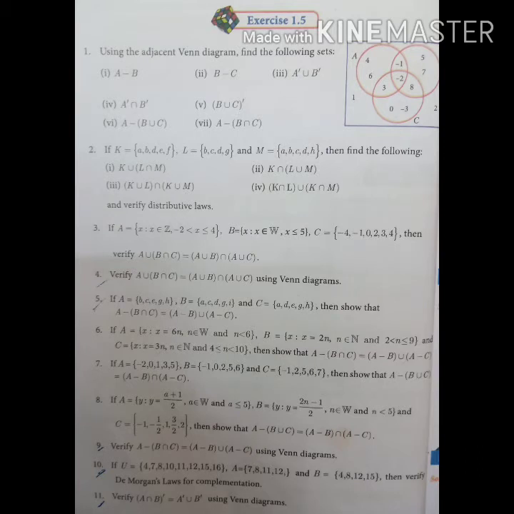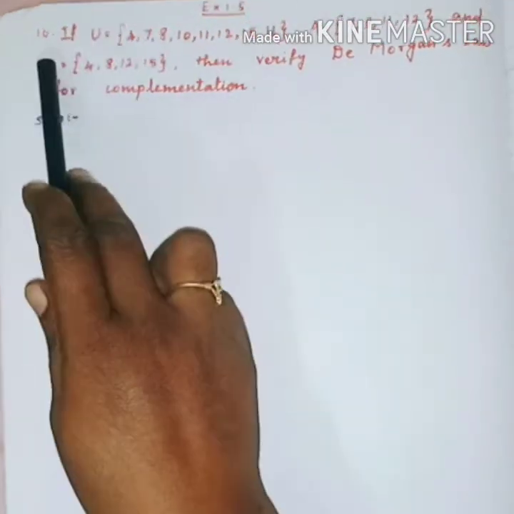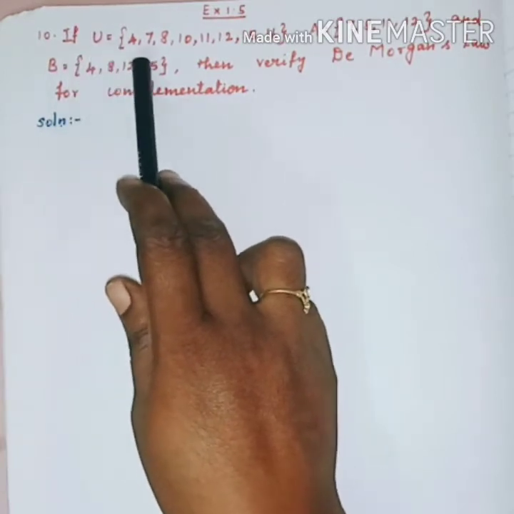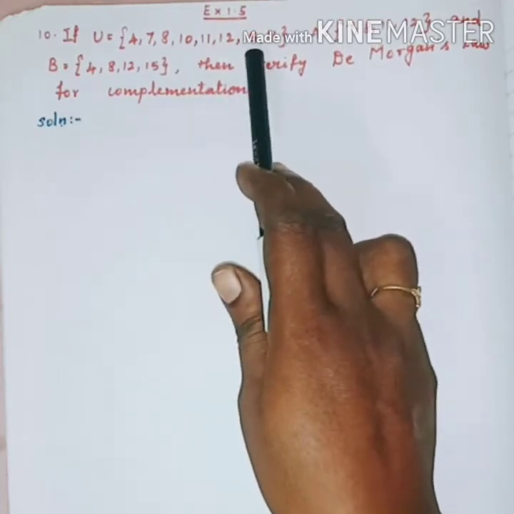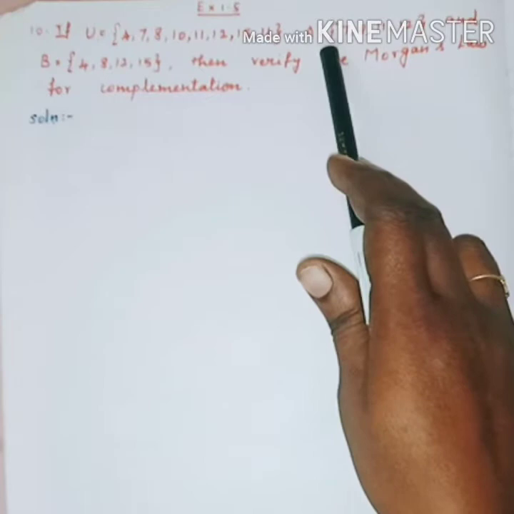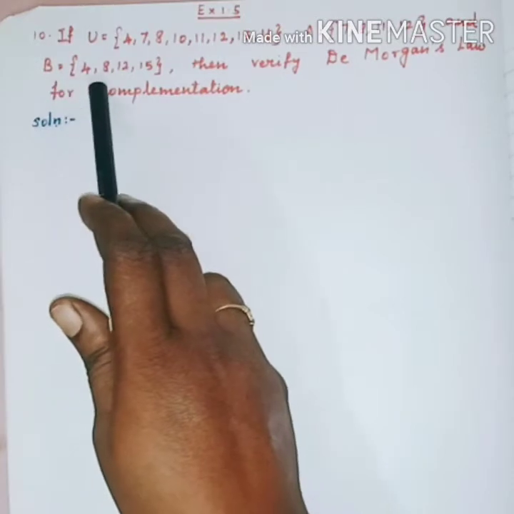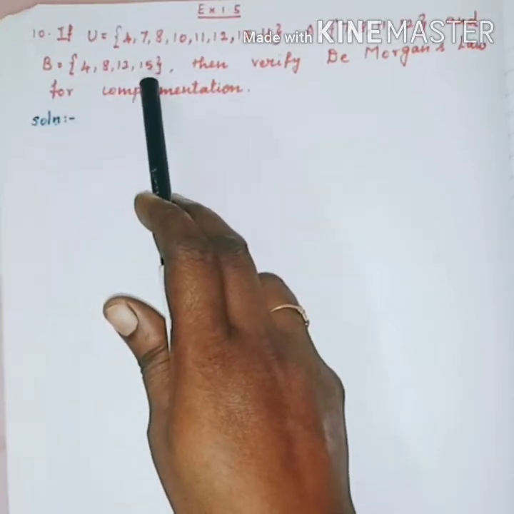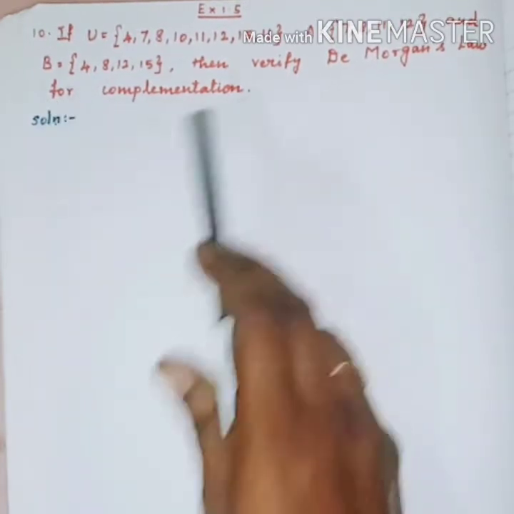Now we will continue exercise 1.5, sum number 10. Exercise 1.5 is given on page number 28 in your book. Exercise 1.5, 10th sum. If U is equal to the set {4, 7, 8, 10, 11, 12, 15, 16} and the set A is equal to {7, 8, 11, 12} and the set B is equal to {4, 8, 12, 15}, then verify De Morgan's law for complementation.